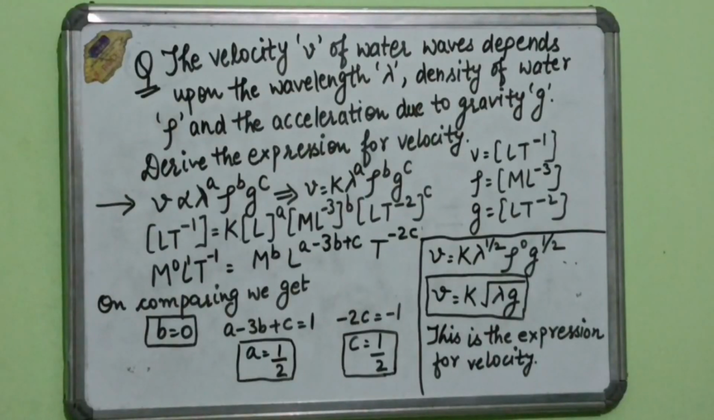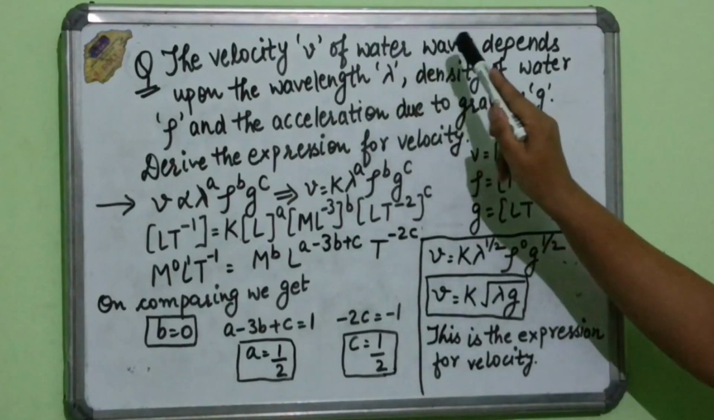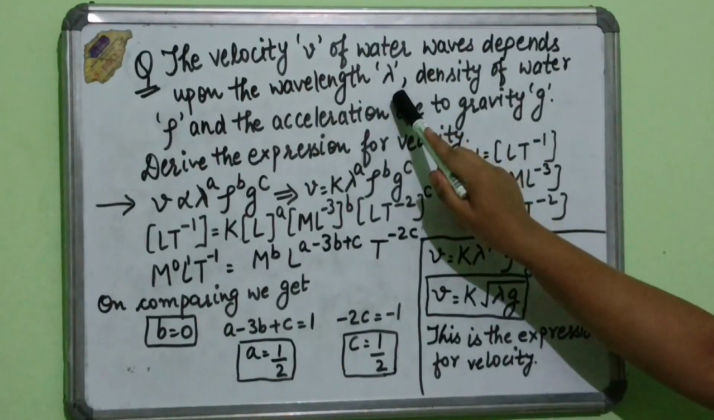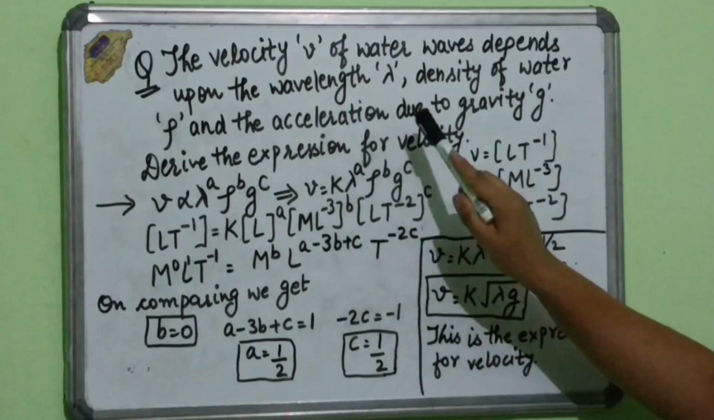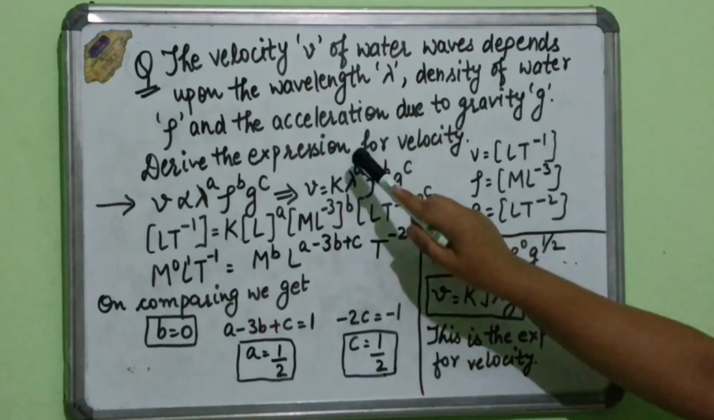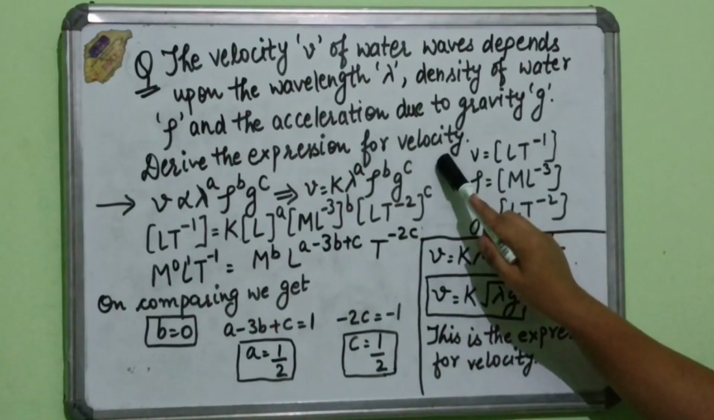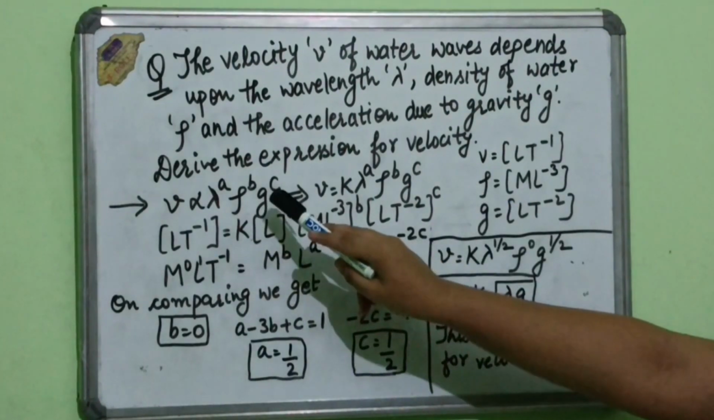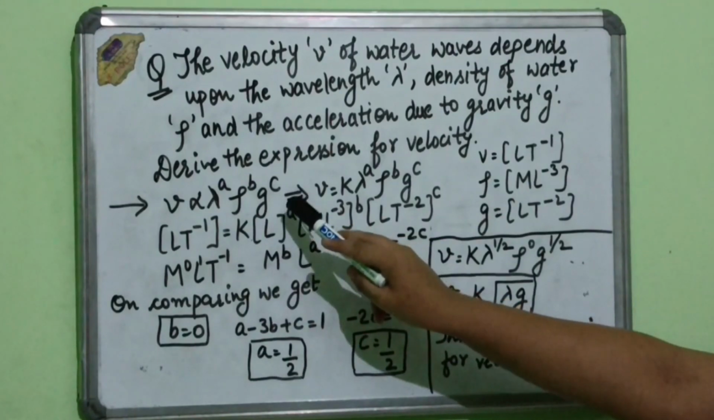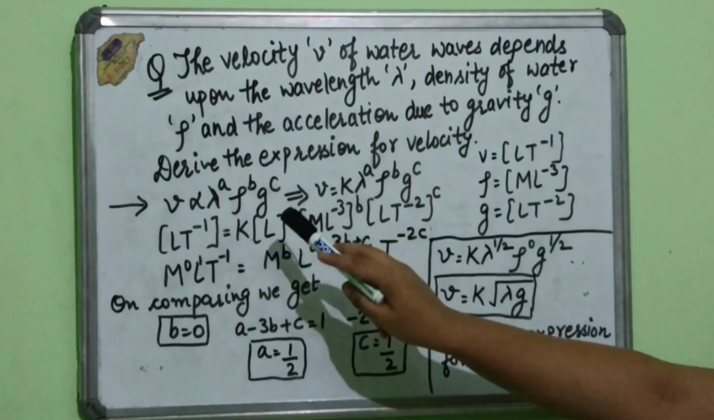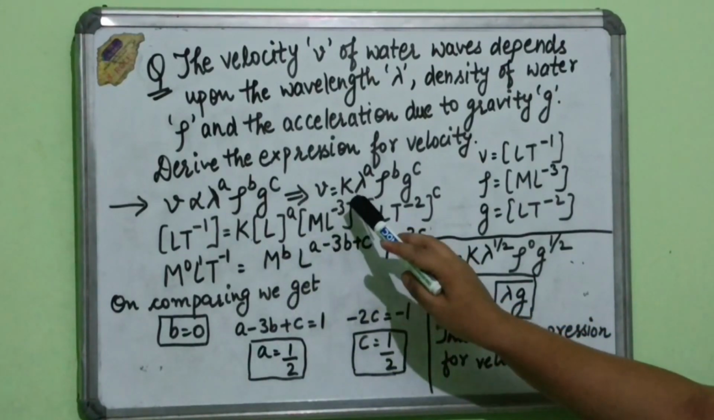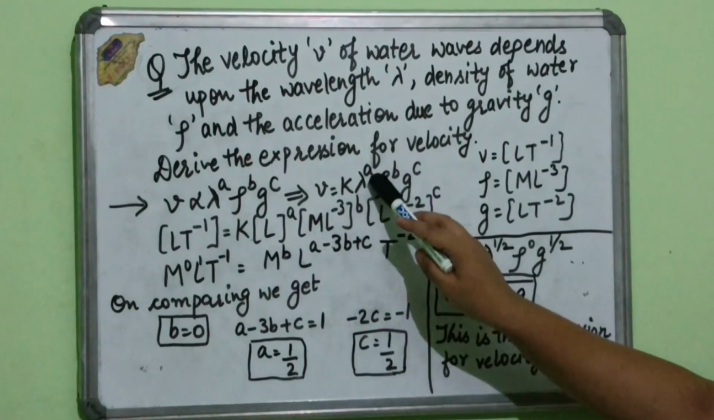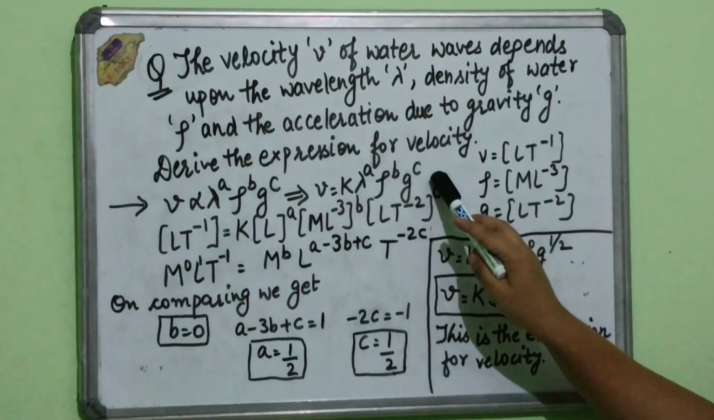Now let's see one more example. The velocity v of water waves depends upon the wavelength lambda, the density of water rho, and the acceleration due to gravity g. Derive the expression for velocity. The question says that velocity depends on wavelength lambda, density rho, and acceleration due to gravity g. If we remove the proportionality sign, then we can write the equation as v = k lambda^a rho^b g^c, where a, b and c are constants.